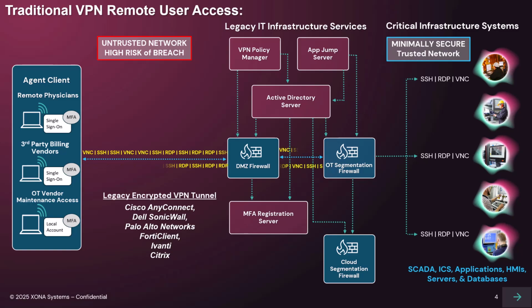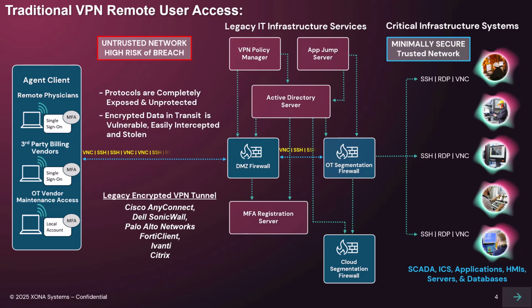You can see several layers of infrastructure, VPN policy managers, jump servers, MFA servers, all working together just to support remote connectivity. These environments evolve over time and become extremely complex with the addition of segmentation firewalls, cloud firewalls, legacy IT services, and back-end SCADA and ICS systems that must all remain updated and available. The biggest issue is that once a user connects over the VPN, all of your protocols like SSH, RDP, and VNC are all completely exposed and unprotected.